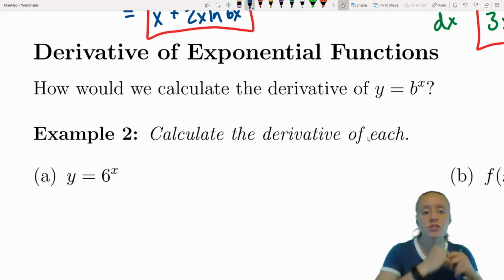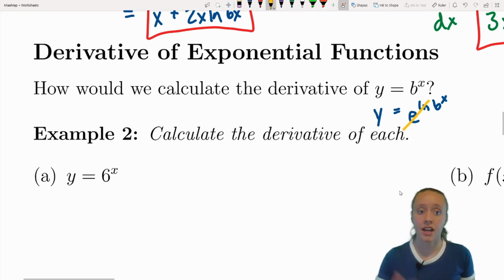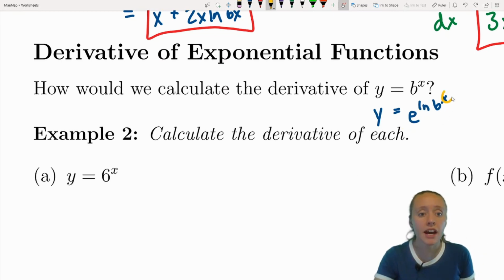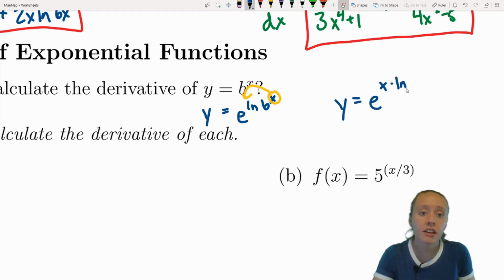Well, remember the inverse of the ln function is e to the x, right? So I can keep this the same, still taking the ln, but I'm just going to do e to the ln of b to the x. Remember, e to the ln cancels out, so I still technically have my y equals b to the x. I've just manipulated it a bit, because now I can pull that exponent of x down in front. So I can have y equals e to the x times the ln of b. And we know how to take the derivative of this, right?